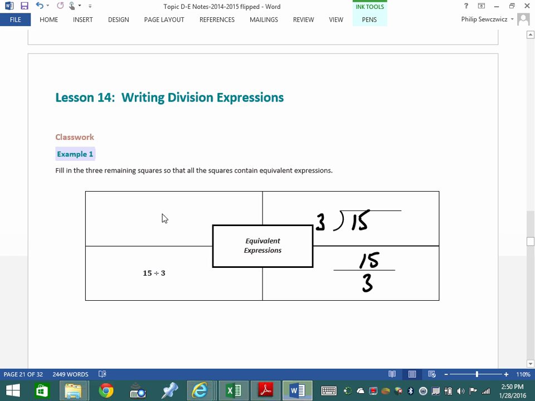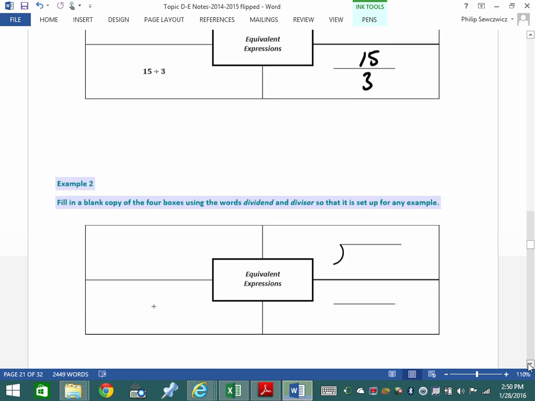And then in the first box, they want you to use words. So we could say something like 15 divided by 3. And that's it. They're all equivalent expressions, different ways of writing out our division problems. Now, we're a big fan of that fraction one, so that's the one that we're going to be kind of pushing more.